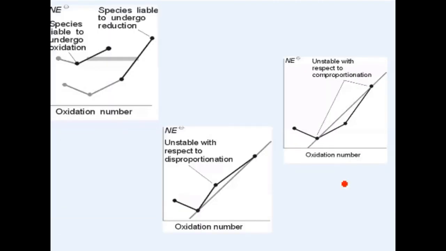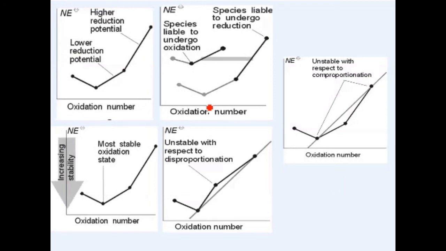So now I will summarize the things we have seen. The most stable species in the diagram is the one lying low; the species lying low is more stable. Comparing the slopes of the two systems, low reduction potential, high reduction potential: if you have the slope of the lower reduction potential, the low lying species undergoes oxidation. Undergoing oxidation means it is a reducing species, a reducing agent. The species where the slope is positive, the species lying above, is liable to undergo reduction. That means it is an oxidizing agent.